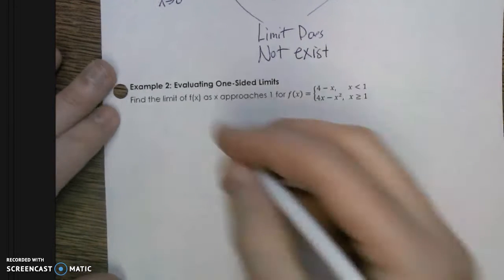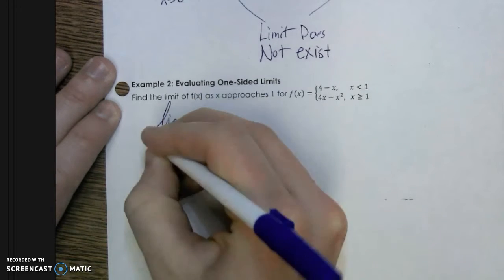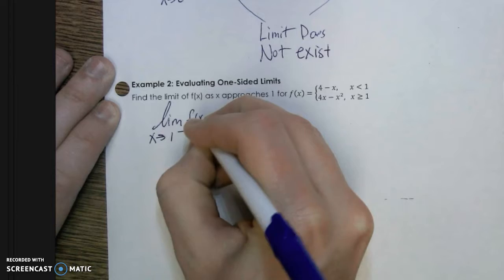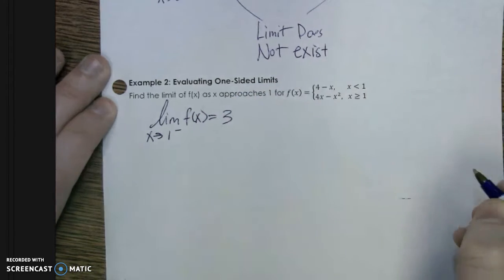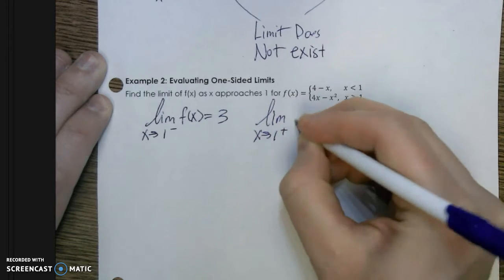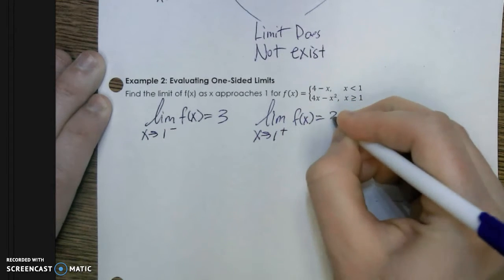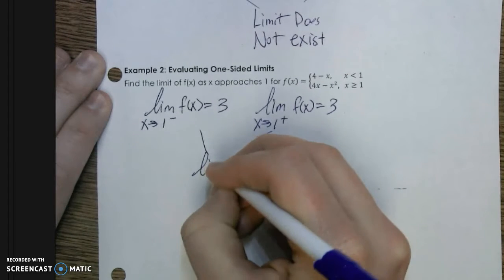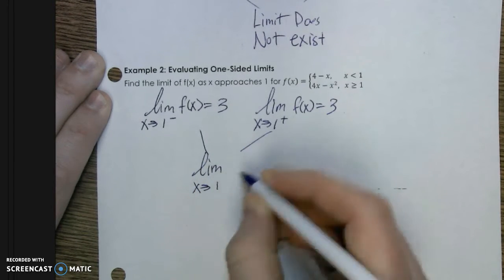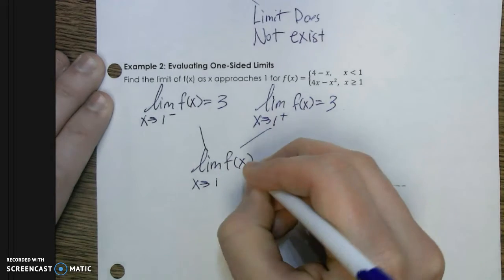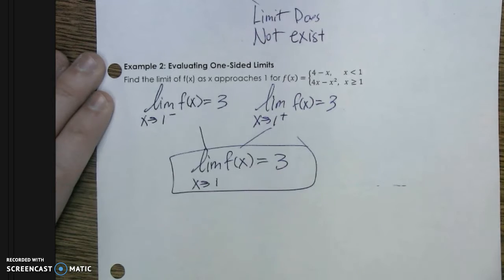So I would write this as the limit as we approach 1 from the left was +3. The limit as we approach 1 from the right was also +3. And since those are the same, we say the limit as x approaches 1, and we don't put a little plus or a minus because it means from both sides, is 3 because they are the same.